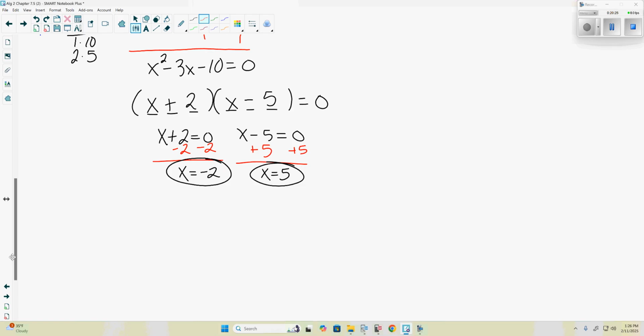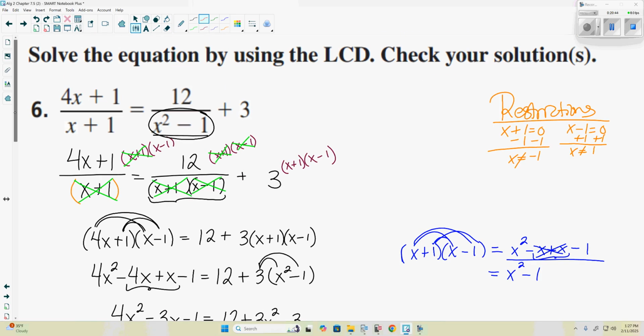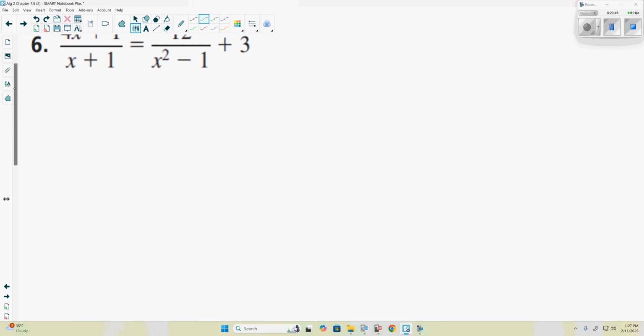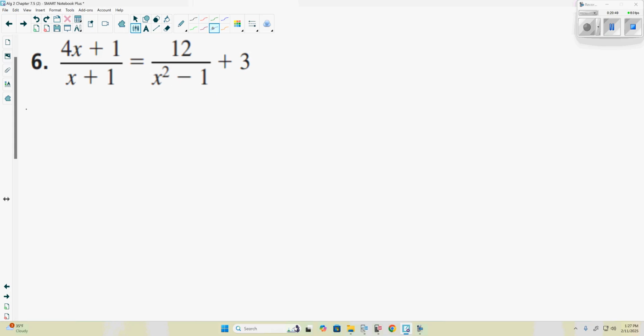Are either one of these values one of our restrictions? No. So both of these work. Negative 2 and 5 are our two solutions, and we're done with that there. If we wanted to check, all we've got to do is plug it back in and see, do both sides of the equation give us a true statement? So if I were to check negative 2, it would be 4 times negative 2 plus 1 over negative 2 plus 1 is equal to 12 over negative 2 squared minus 1 plus 3.